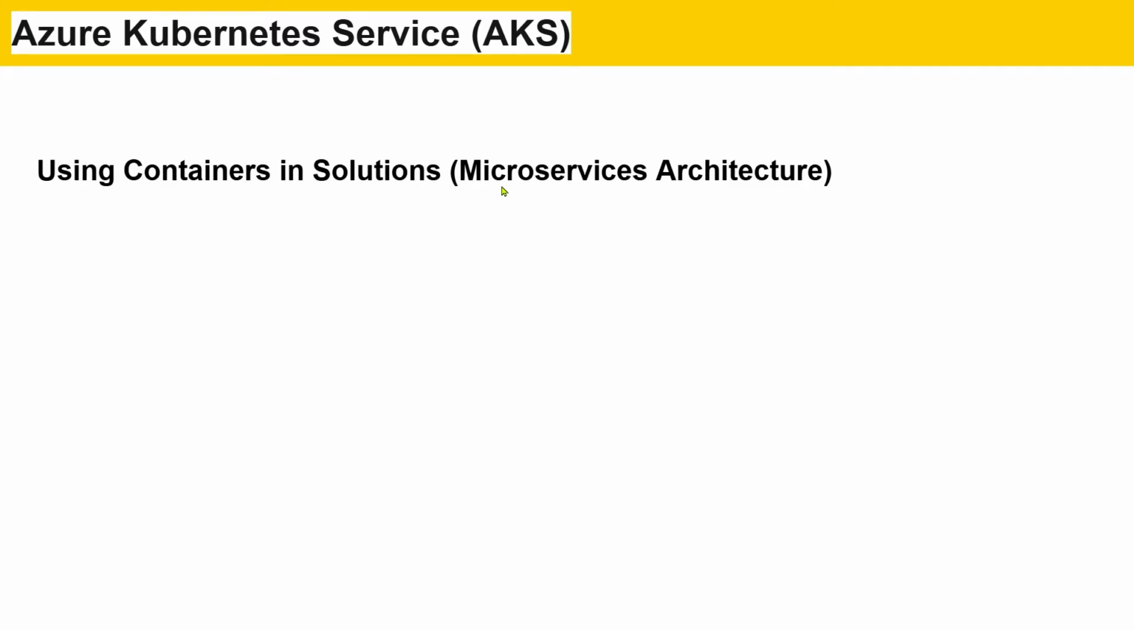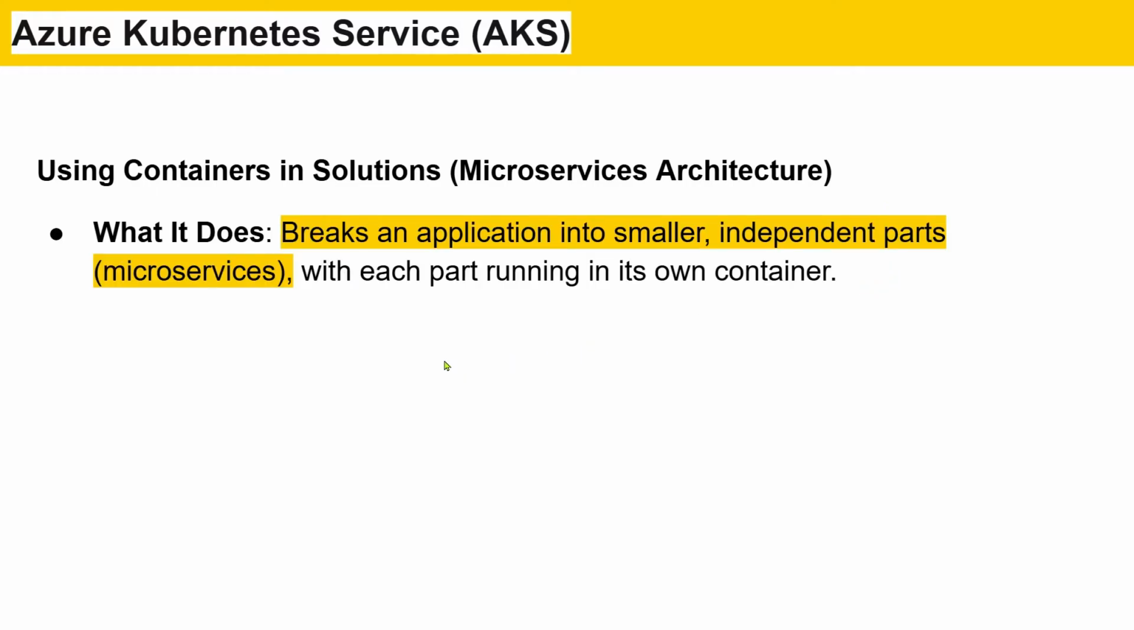There's a term for it called microservices architecture. Now, what is this microservice architecture? Let's understand. It breaks down your application into smaller independent parts. That's called microservice. Each part runs in its own container. Think of this container like a box. It is running in its own box without impacting the others. So breaking down the application, what does it mean?